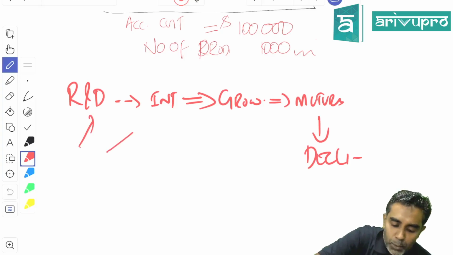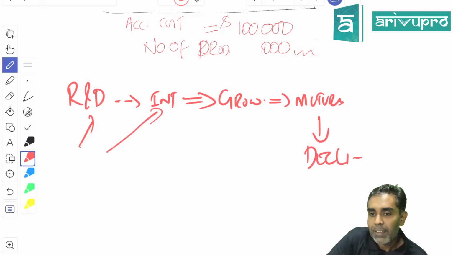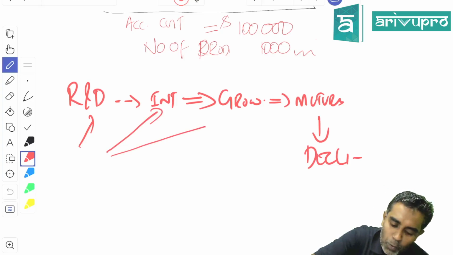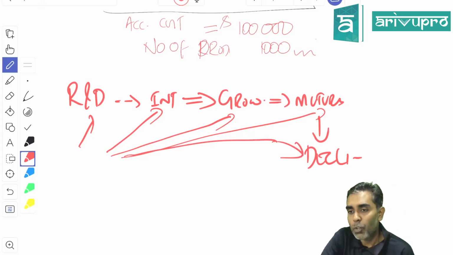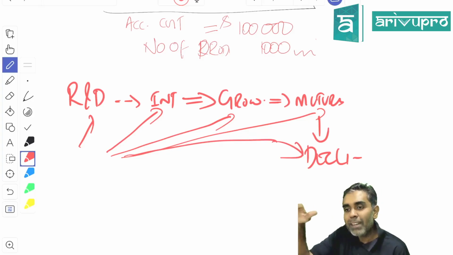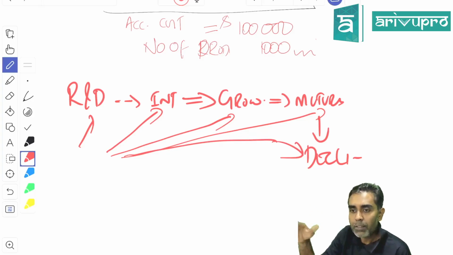First, we will incur the cost in research and development. Then you will introduce it to the market, right? Then the product will grow, right? Finally, maturity. Maturity means you will be stable in the market for some time. That is what is known as maturity.